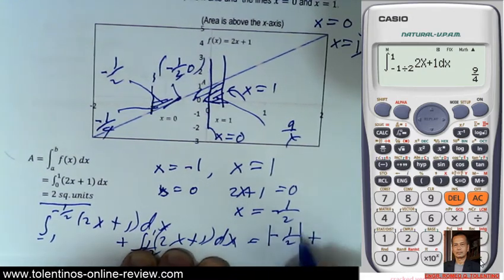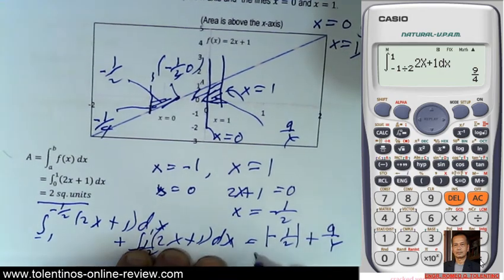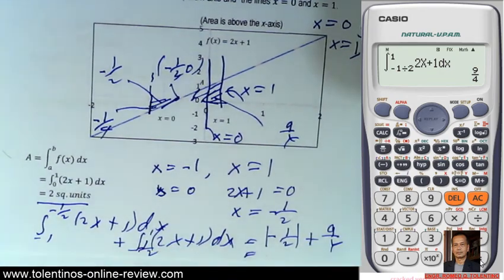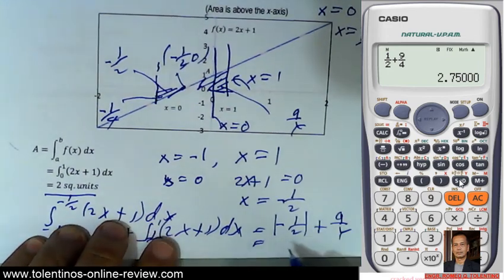So just get the absolute value of the negative part, plus 9 over 4. And your total area is what? Your total area is 1/2 plus 9 over 4. That gives you 2.75.